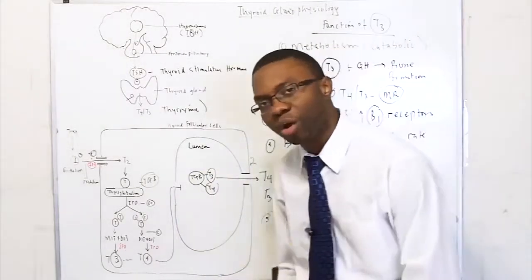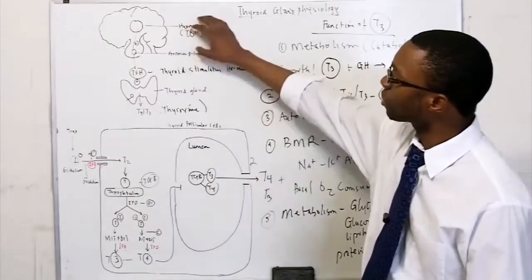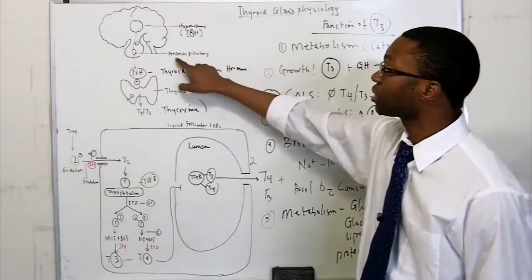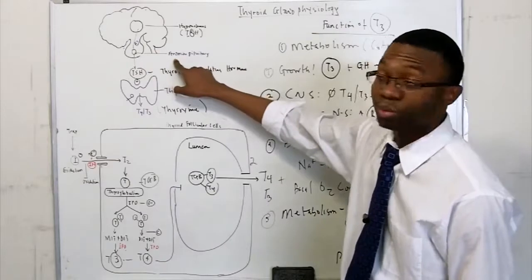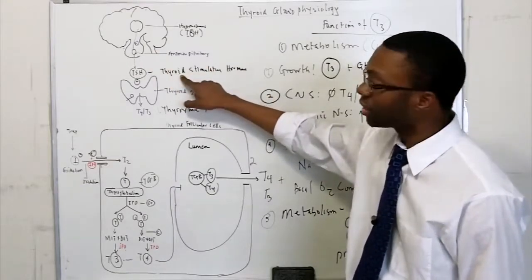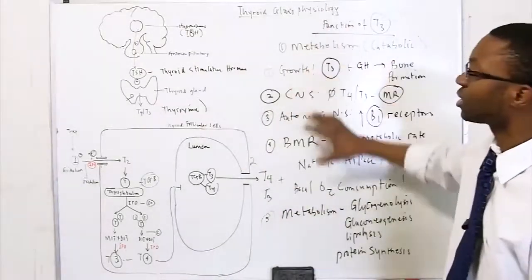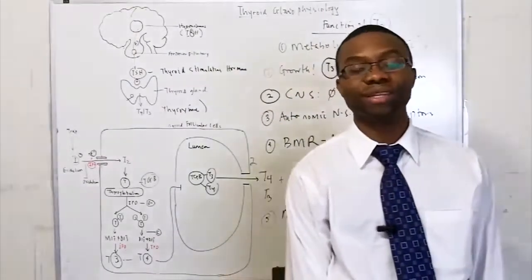And just to summarize, like I always do at the end of my lectures, the hypothalamus makes TRH. TRH is thyrotropin-releasing hormone, telling the anterior pituitary to make thyroid stimulating hormone, at the end of the day to make T4 and T3, which is responsible for our growth and development.